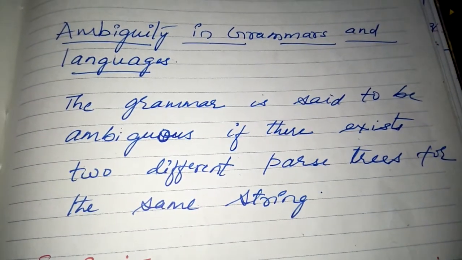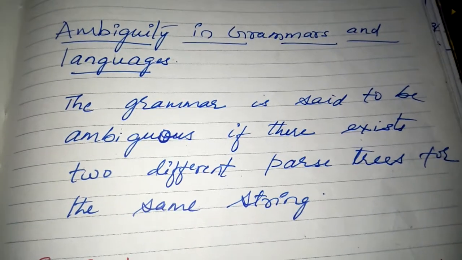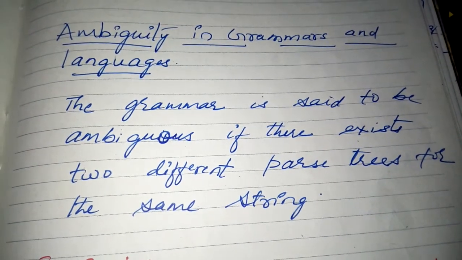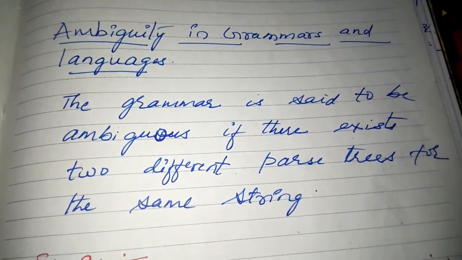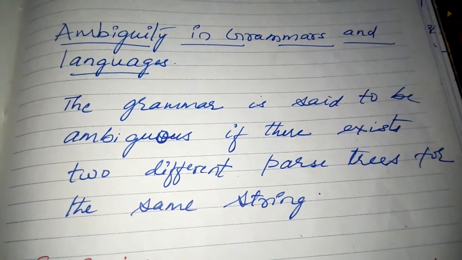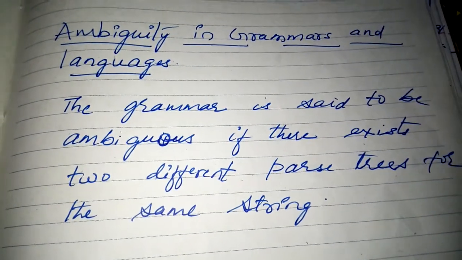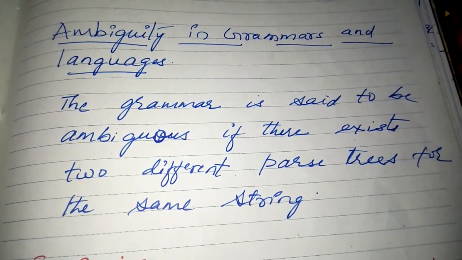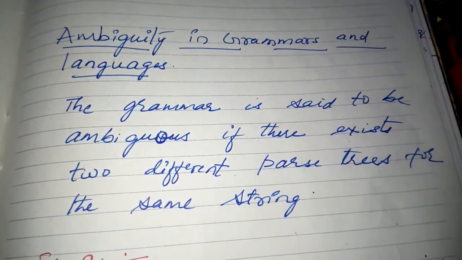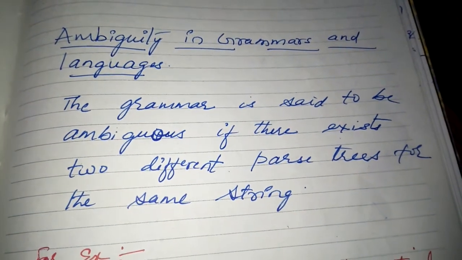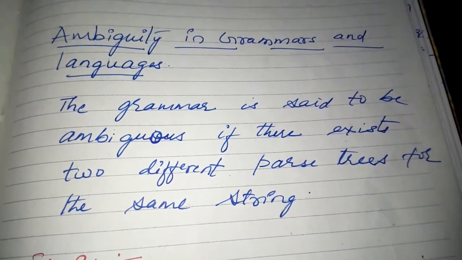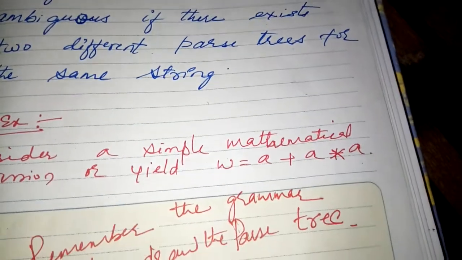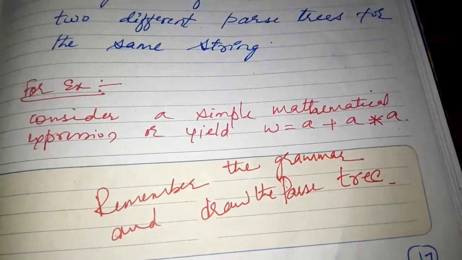So we'll see what type of grammars can be ambiguous. When we construct a grammar for a language, it is not necessary that it will be unambiguous. Some grammars will be ambiguous, and we also will see how to remove the ambiguity. Now first we'll look into the ambiguity in the grammar.